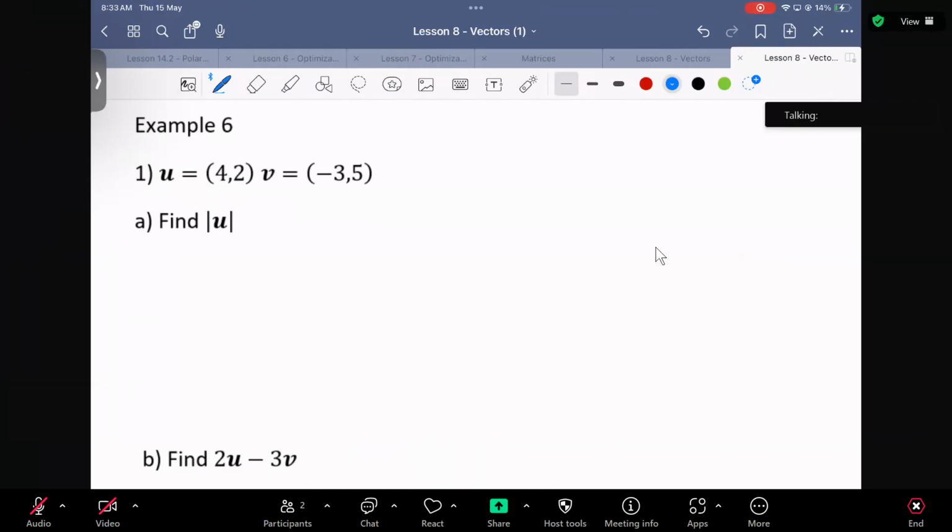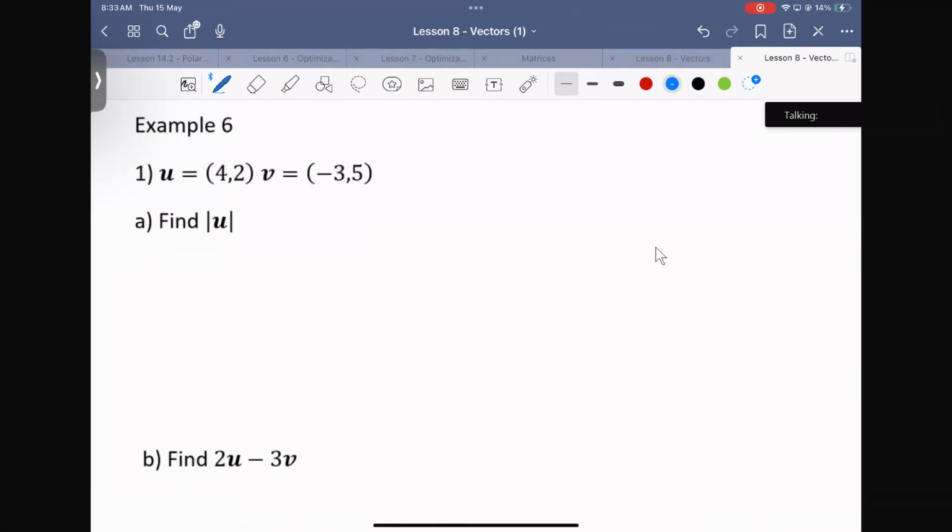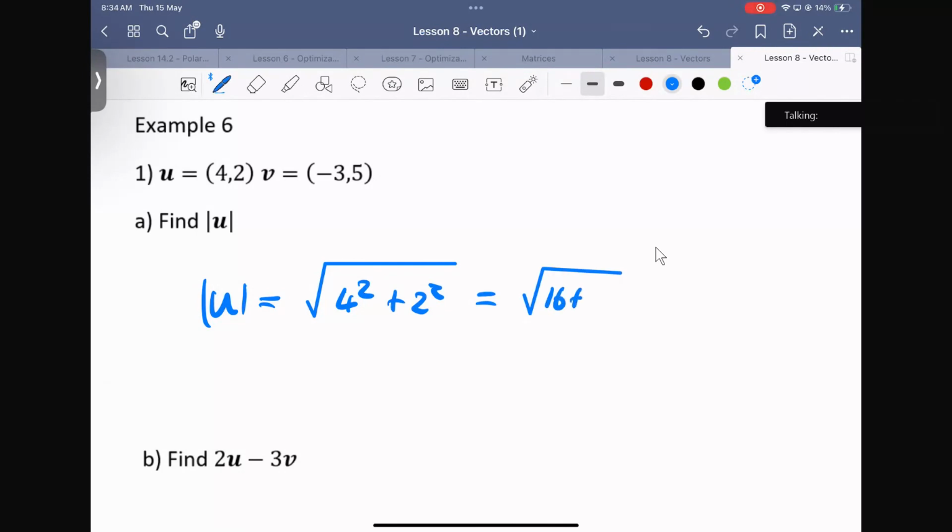All right then, so we've got two vectors here. We need to find the magnitude of u. So the magnitude of u is equal to the square root of 4 squared plus 2 squared, which is equal to root 16 plus 4, root 20, which is 2 root 5.